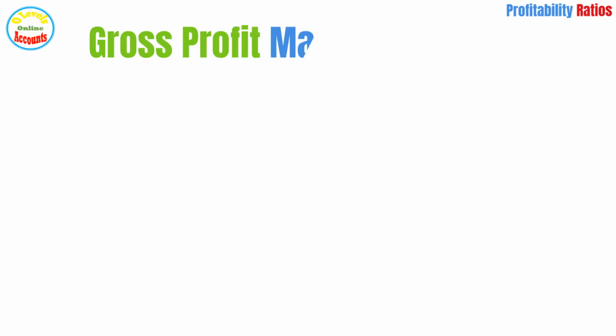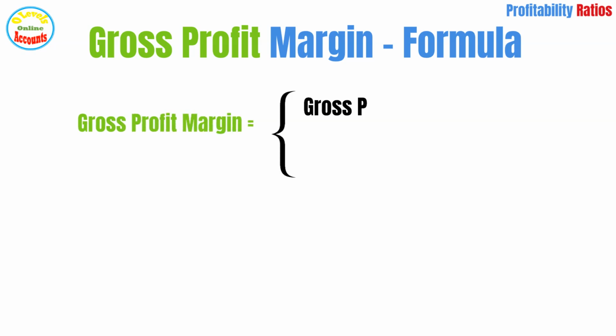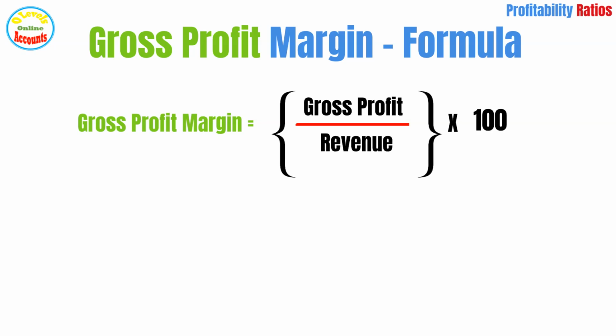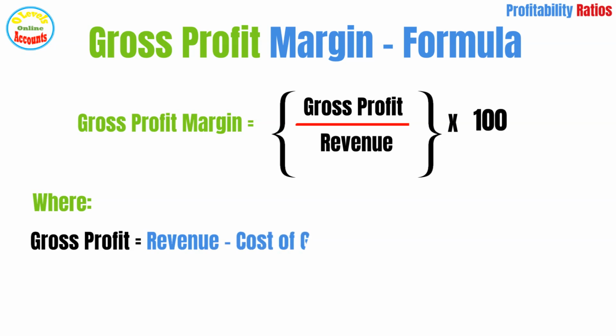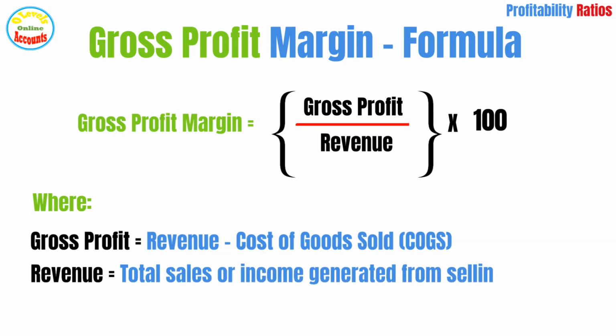The formula for gross profit margin is as under. Gross profit margin is equal to gross profit divided by revenue and multiplied by 100, where gross profit is equal to revenue minus cost of goods sold, and revenue is equal to total sales or income generated from selling goods or services. Let's check its example.